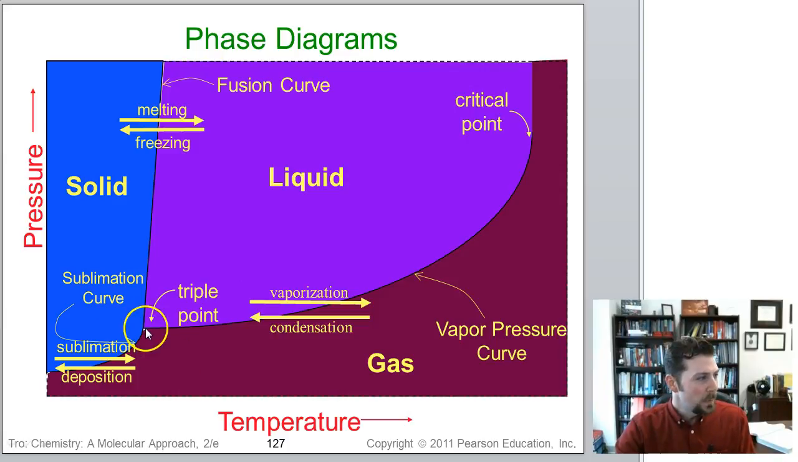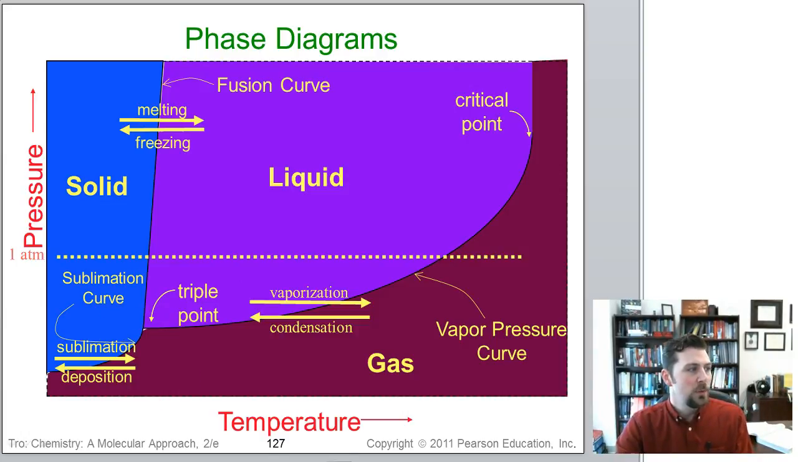Okay, we also see the triple point. So if you happen to have that pressure and that exact temperature, you can reach the triple point where all three states kind of coexist at once. And you could draw a line which corresponds to 1 atm, and that means you'll know that's kind of the curve that we live on.